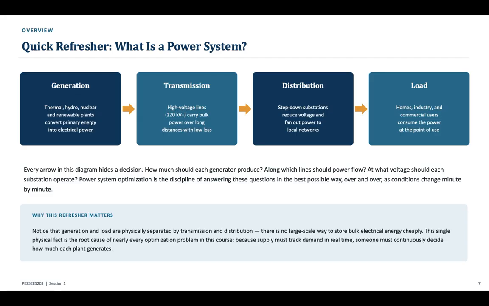Then you have transmission. High voltage lines, typically 220 kilovolts and above in India, carry this power over long distances with very minimal losses. Third comes distribution. Step-down substations reduce voltage and fan the power out to local networks. And the last one is the load, that is homes, industries, and commercial users, who finally consume the power.